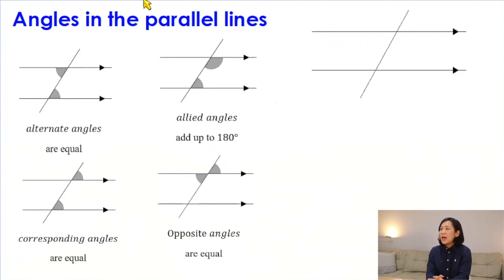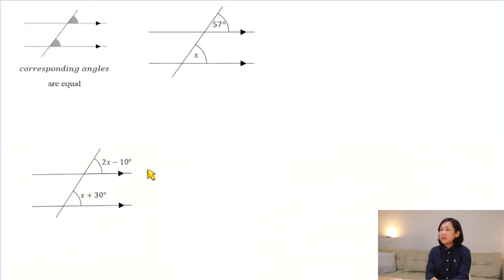So now, have a look at these questions. I've got some questions linking to the corresponding angles. The point of these types of questions is always spotting the angles. Try to spot the corresponding angle and all the different types of angles. Corresponding angles are F shapes, and you've got a 57 here. The other angle X is 57, right?